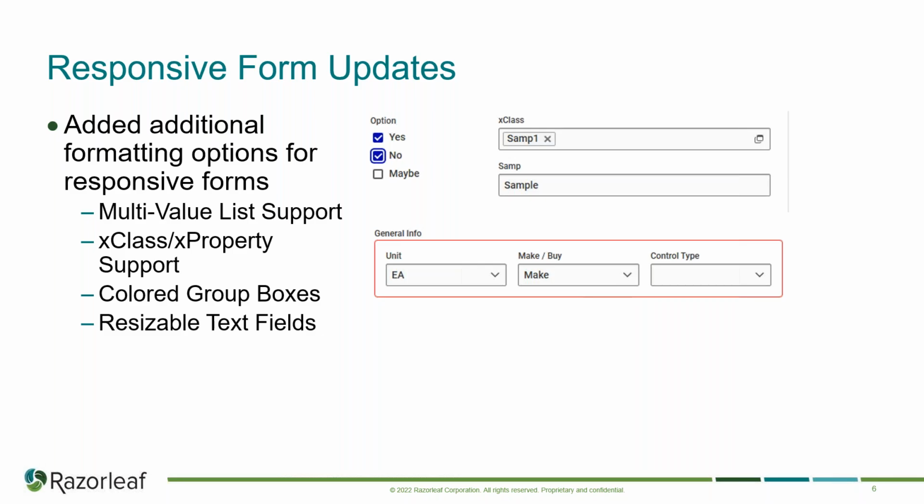There's also colored group boxes. In this example, I just gave it a little red outline, but if we wanted to highlight this, make it yellow, make it obvious that this is data that needs to be entered, you are now able to do that without any custom code to interact with the responsive forms. And if we have a text field, for example a long description that could extend from 100 characters to 250, we can grow and shrink that field as need be to fit the text being entered within that form.